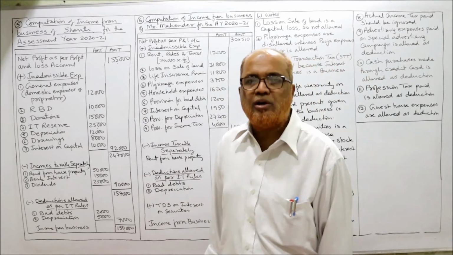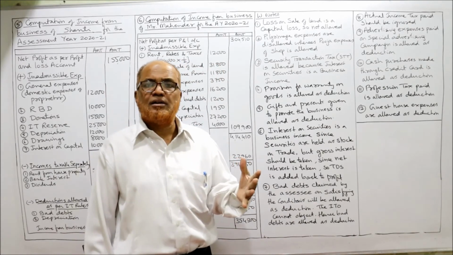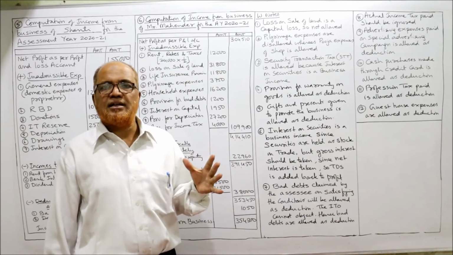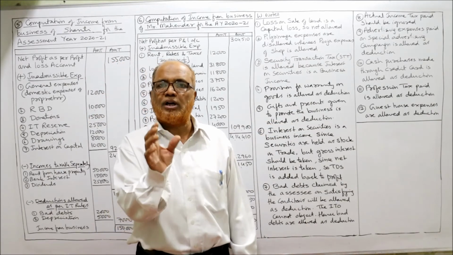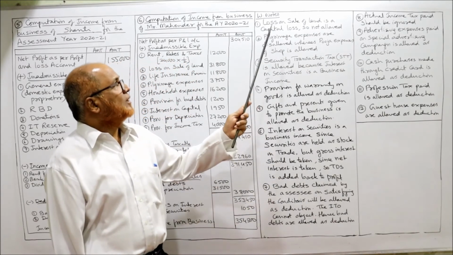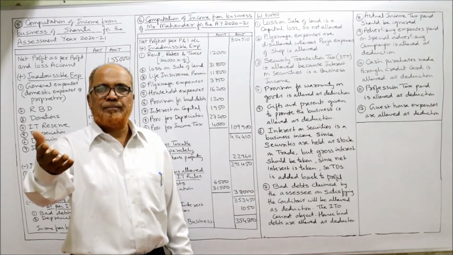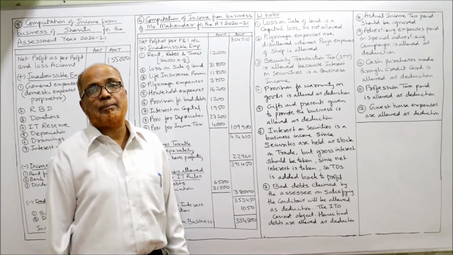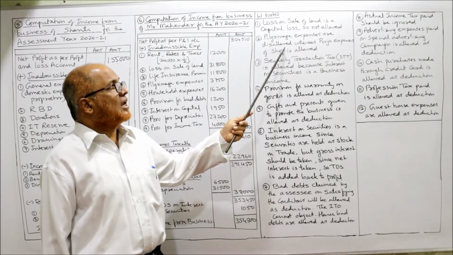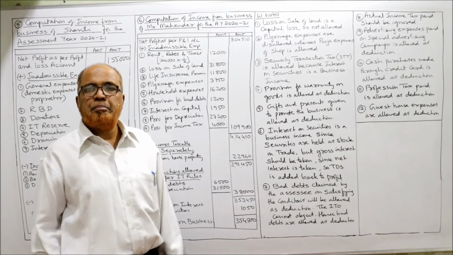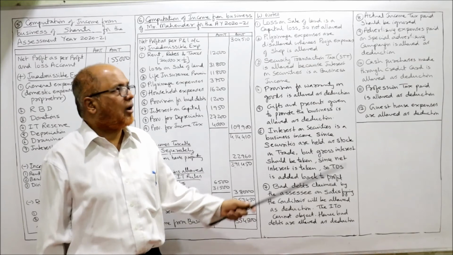Now in the working note you have to explain. Already I have explained each and every point in detail, but in the examination you must write. Not only should you compute the income, but you should also write the working note on important points. First one, loss on sale of land is a capital loss. When an asset is sold and there is a loss, it's a capital loss, not allowed as deduction. Pilgrimage expenses are disallowed, whereas puja expenses are allowed. Pilgrimage expense is a personal expense, not allowed. Puja expense is a business expenditure, allowed.